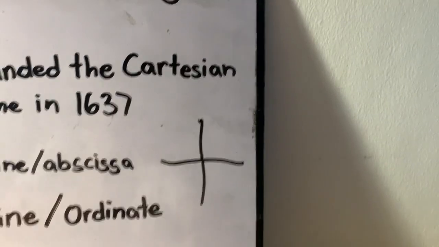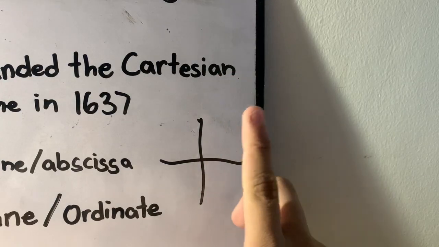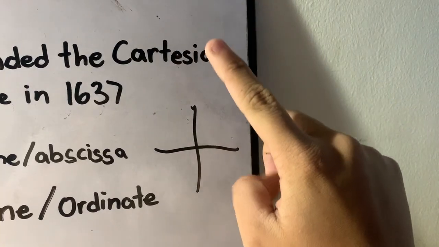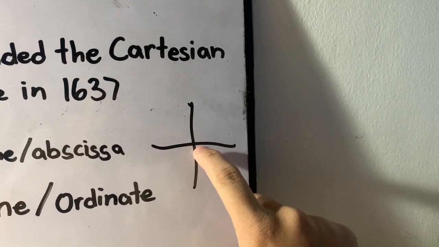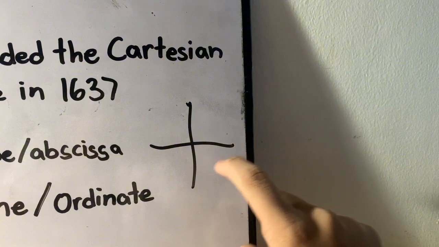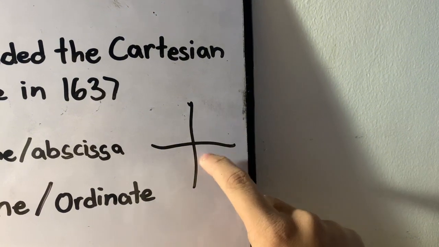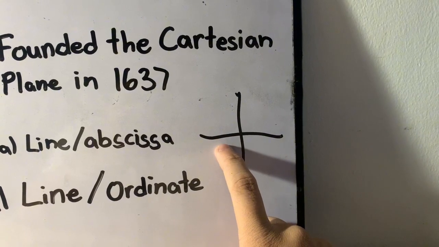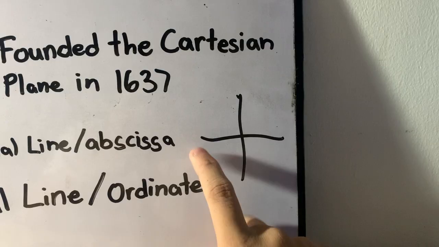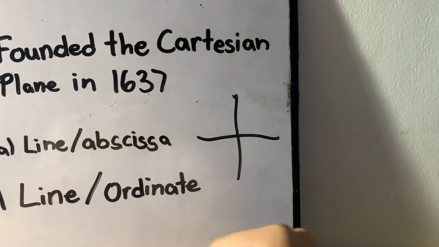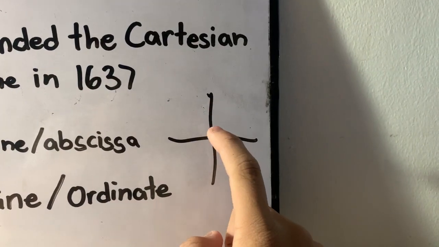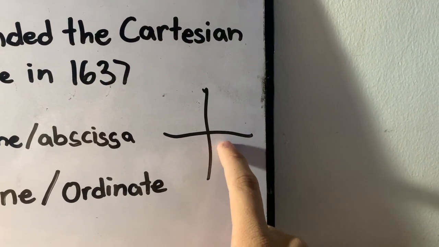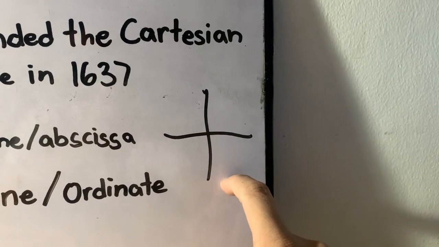Fun fact: to know if they're positive or negative, right and up are positive. So 0 to infinity is positive. On the left side, the x goes from 0 to negative infinity because this is going backwards. Same goes for y. Upwards is positive, so 0 to infinity, and downwards is negative, so 0 to negative infinity.